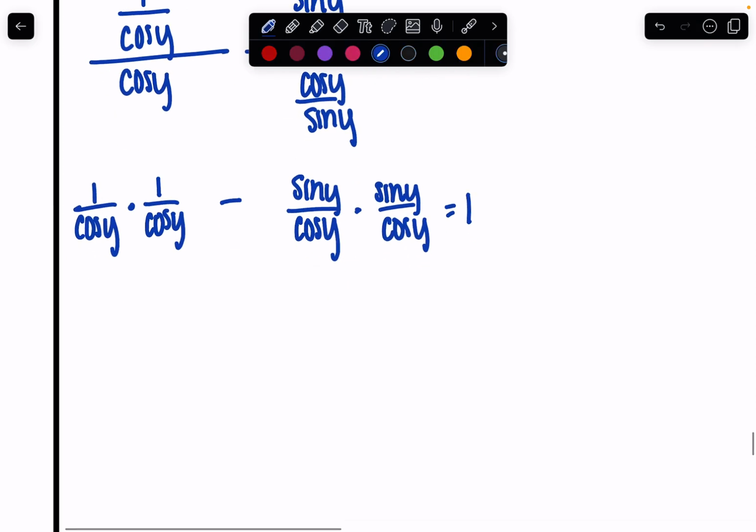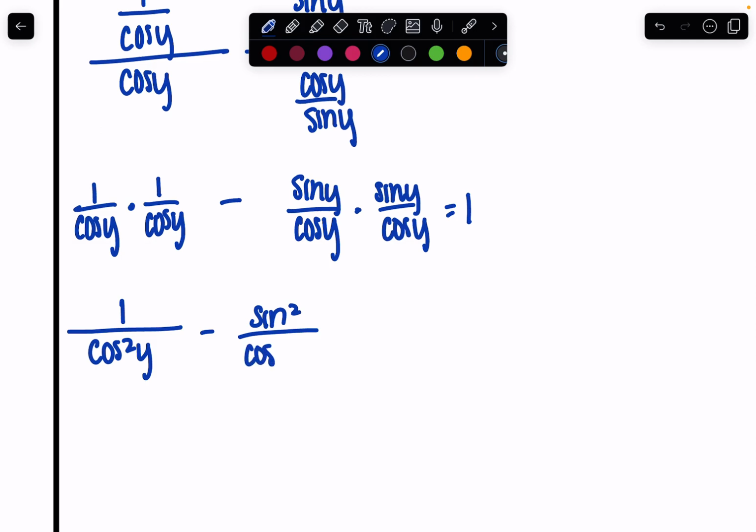So 1 times 1 is 1. Cosine times cosine is cosine squared. Sine times sine is sine squared. And then cosine times cosine is cosine squared. That's equal to 1. Okay, so again, all I did was just multiply those two fractions together individually.